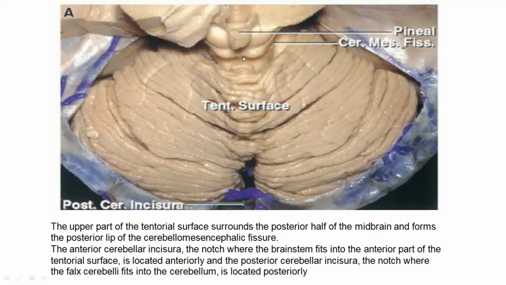This is the anterior cerebellar incisura, and this is actually like a notch where your brainstem fits into the anterior part of the tentorial surface. Whereas the posterior cerebellar incisura, which is located posteriorly, is actually a notch where the falx cerebelli fits into the cerebellum. Here you can see the pineal gland, and these are your sinuses, the lateral or the transverse sinus continuing into the sigmoid sinus.